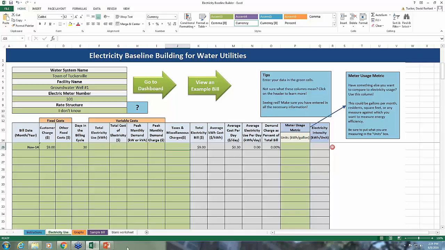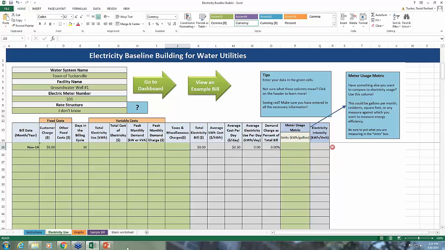Thanks, David. The next question that we have is, since this is water, why did you not include water production data and include kilowatt hours per million gallons and dollars per million gallons? We find these to be the most beneficial when benchmarking water systems. Then we can do peak factors, load factors, etc.